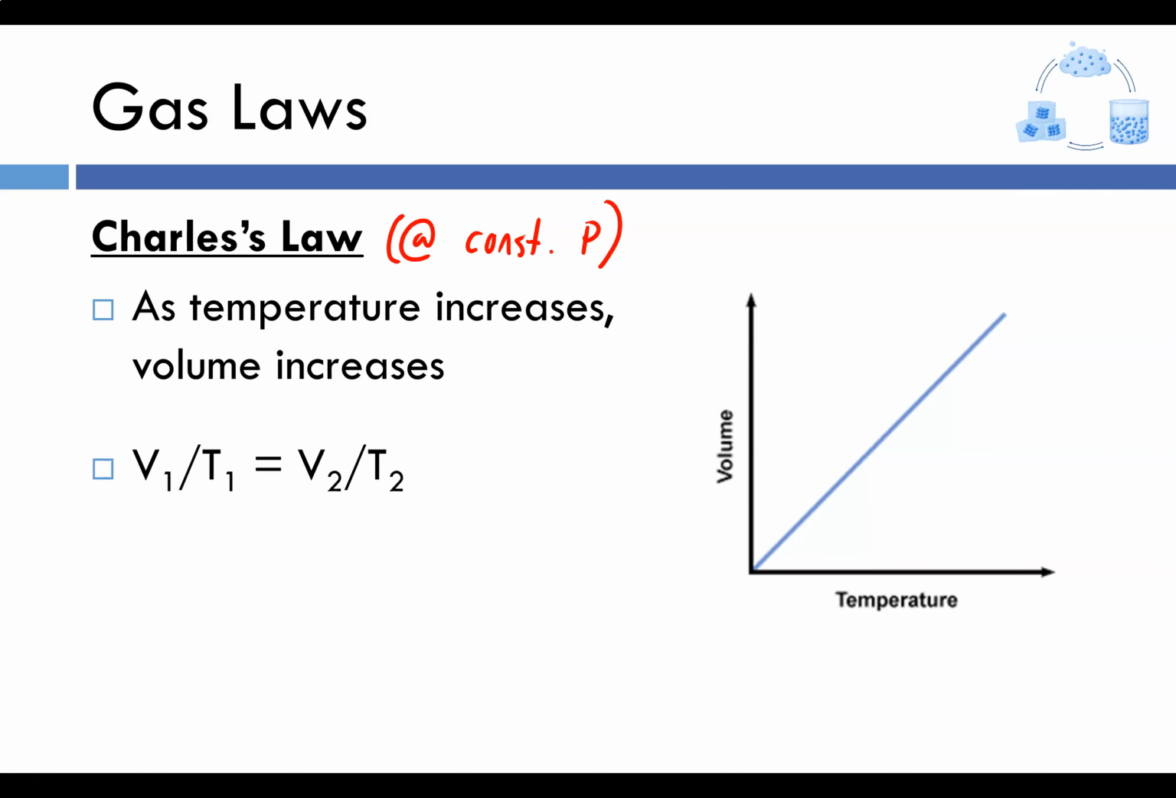We can express that mathematically. V1 over T1 is equal to V2 over T2. Again, kind of thinking of the ones as initial and the two as final. You don't have quite the flexibility when it comes to units in Charles' Law. Temperature has to be in Kelvin. Celsius won't work. Fahrenheit won't work. It has to be in Kelvin.